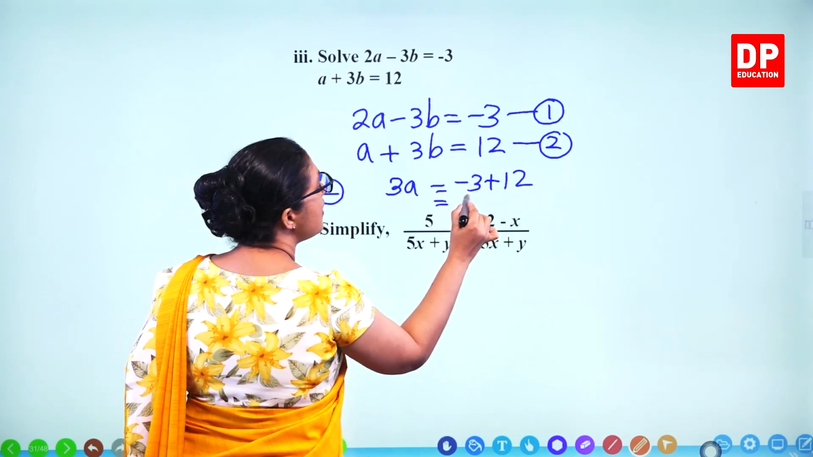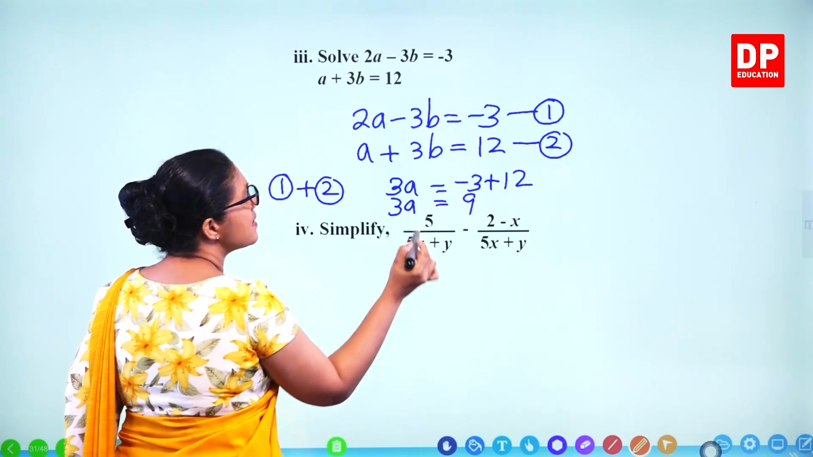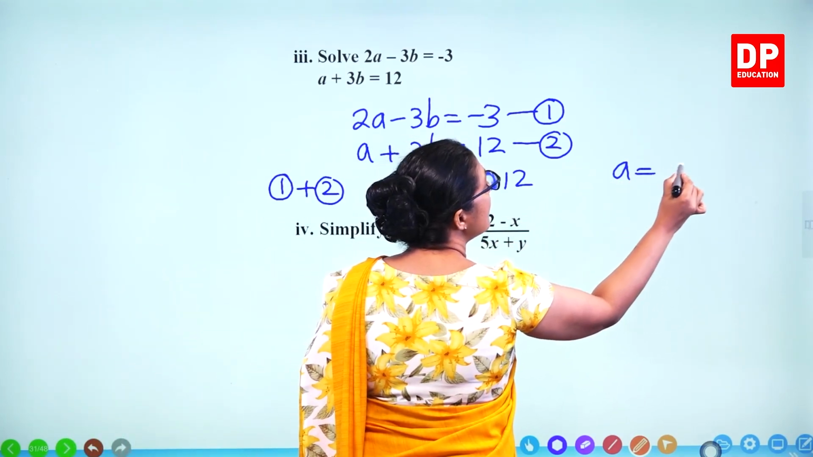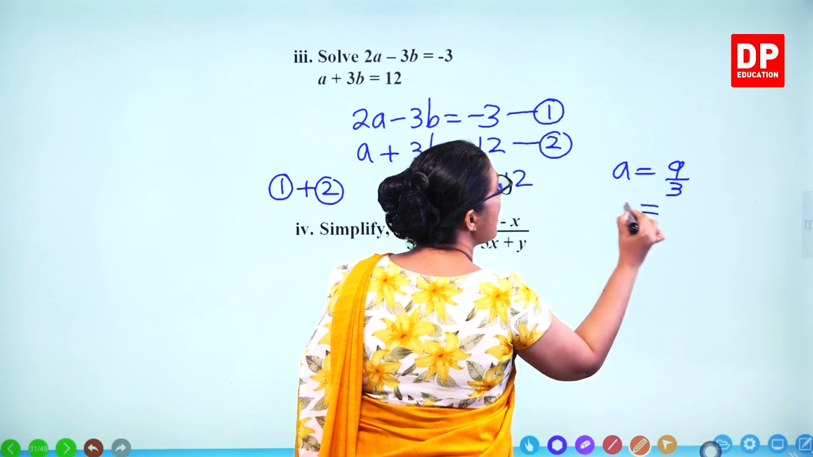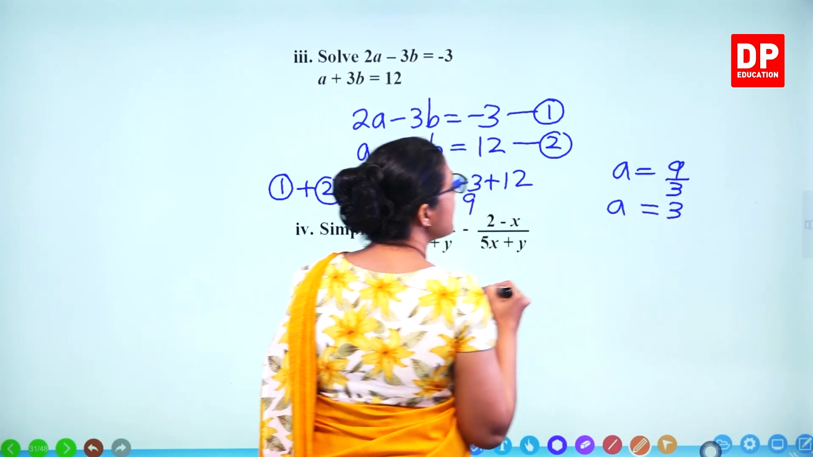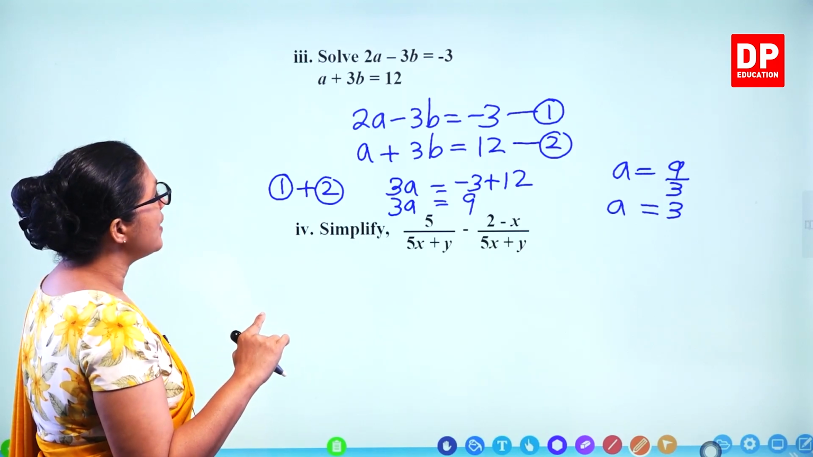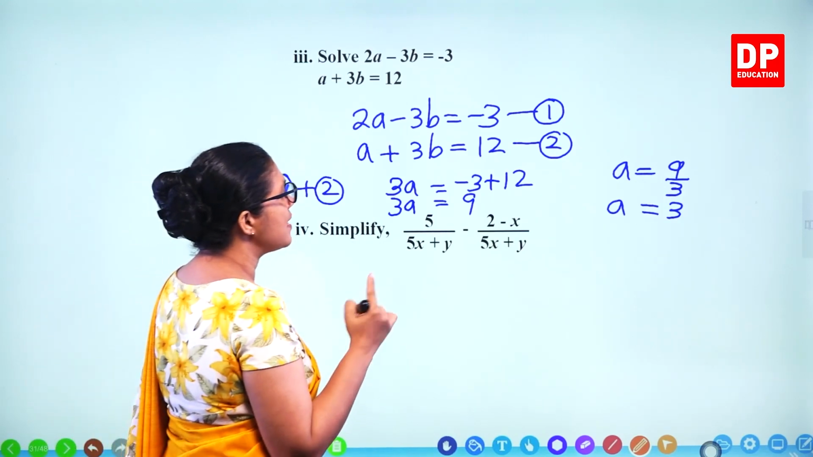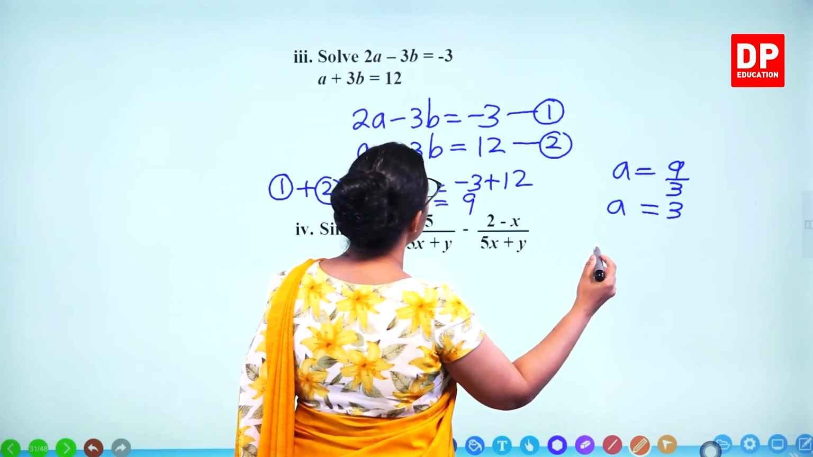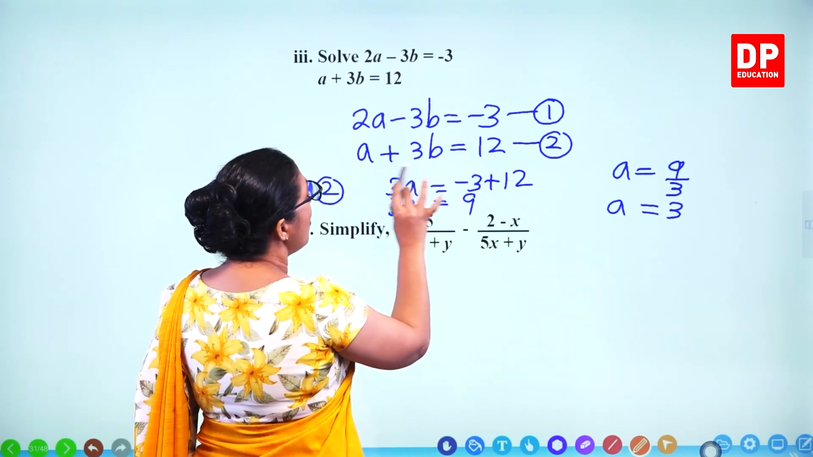You get 9. 3a equals 9 means what is a? You have to divide by 3. 9 divided by 3, that's 3. So you have to find out the b value as well. So take one of the equations and substitute. So we'll take the first equation or the second one.